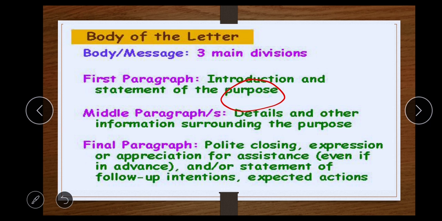So in the first paragraph we mention the purpose, and in the middle paragraph we expand that purpose, and in the final paragraph there is a polite closing, expressions of appreciation for assistance even if in advance, and a statement of follow-up intention or expected actions. For example, we mention in the third paragraph that I hope that you will definitely call me for the interview, or you will give me the chance, so thank you. In this way we write the third paragraph.